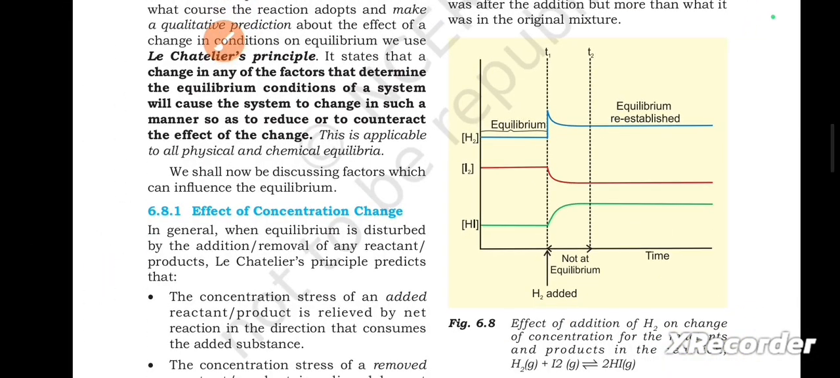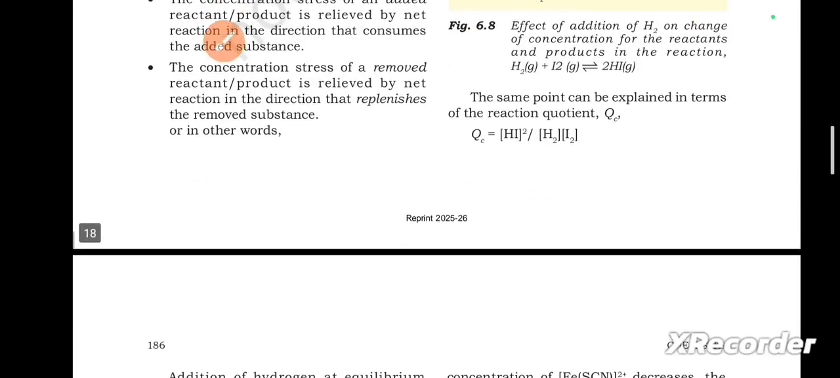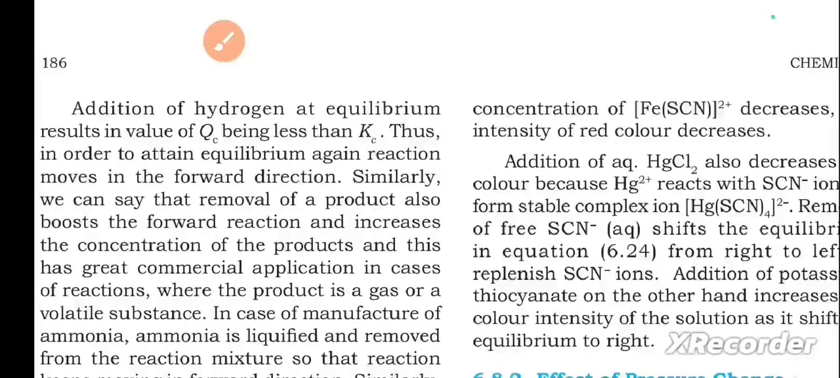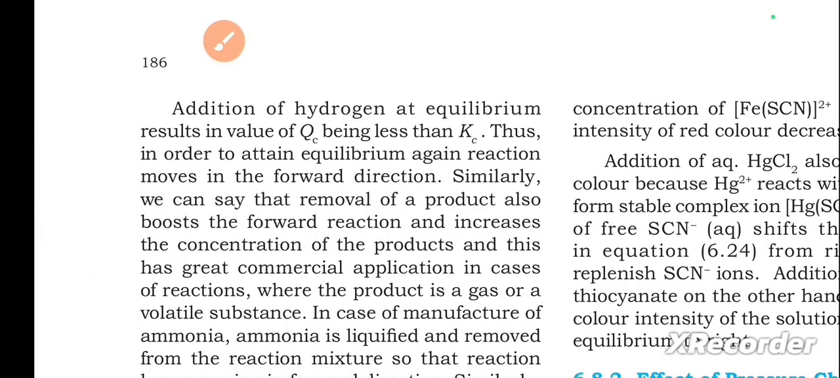So here is figure 6.8. Please check it out. The same point can be explained in terms of the reaction quotient QC. Addition of hydrogen at equilibrium results in the value of QC being less than Kc. Thus, in order to attain equilibrium, again the reaction moves in the forward direction.